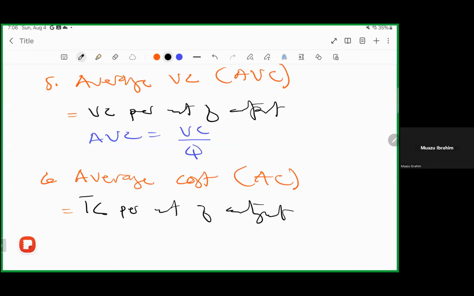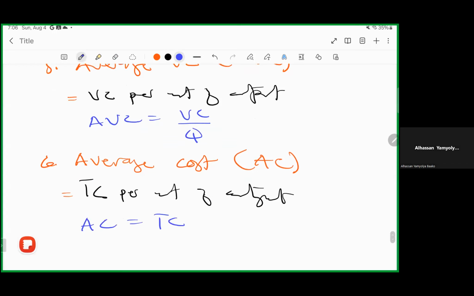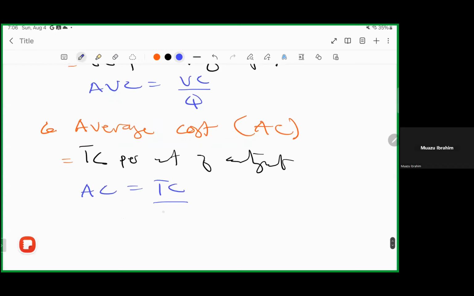Your total cost per unit of output, which means that our total average cost, or average total cost, is the same thing as what? Average cost. So the average cost will be what? Our total cost divided by output.